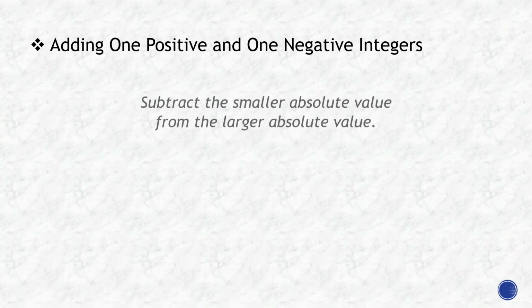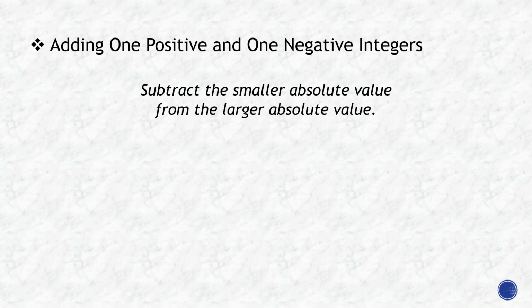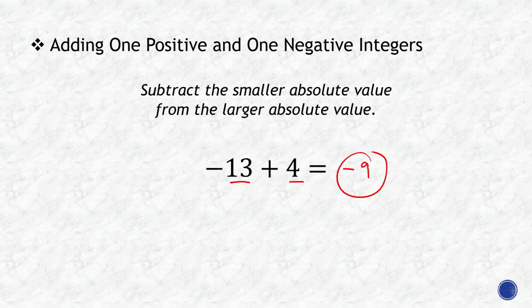Right, so in this case, the larger number is negative. We have a 13 and the 4. Again, forget about the sign first. 13 is higher than 4. And 13 is negative, so the answer here will be negative. 13 minus 4 equals 9. So the answer will be negative 9. So it will be 13 minus 4. But since 13 is negative, that will be the sign of our answer, which is negative 9.